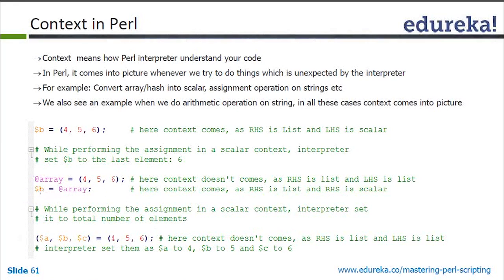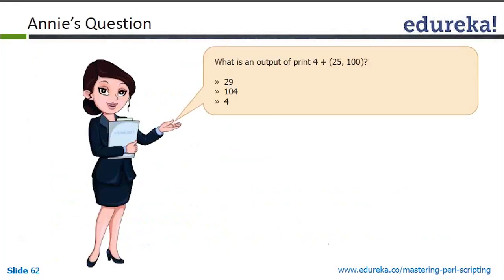As we go forward, we'll cover them, but you need to know some advanced concepts available in Perl and some special variables. While performing the assignment in scalar context, the interpreter sets it to the total number of items. Now the third example: ($a, $b, $c) equal to 4, 5, 6. Here context doesn't come into play, as the RHS is a list and the LHS is a list. So simply $a will be 4, $b 5, $c 6. It's simple because it doesn't need any conversion. So what is the output of the following?